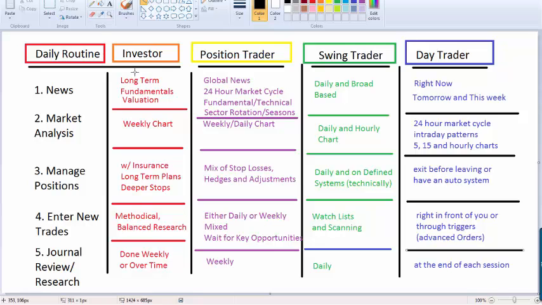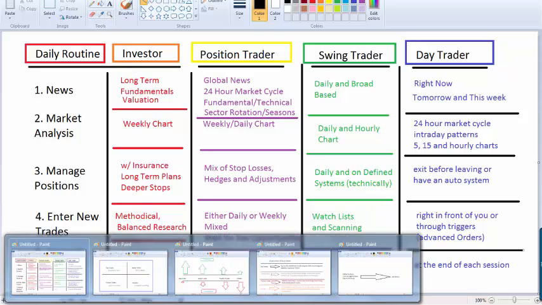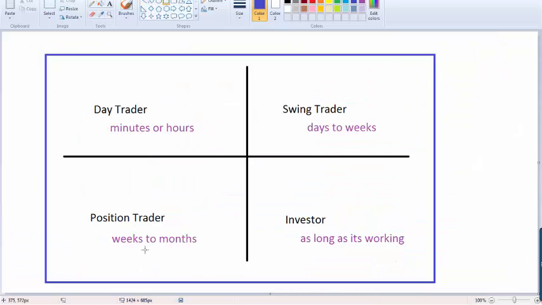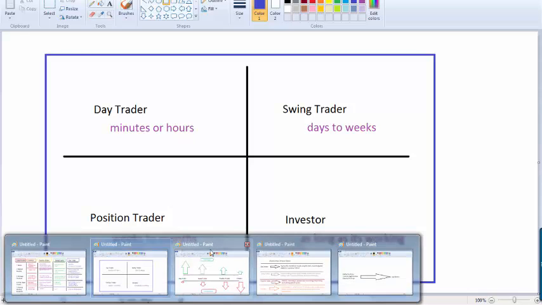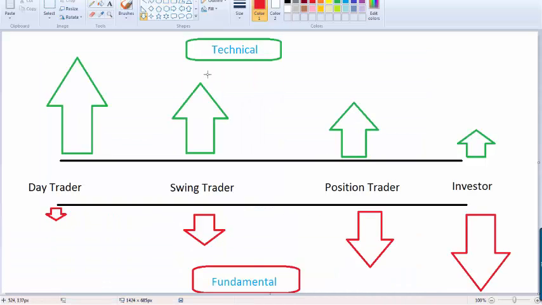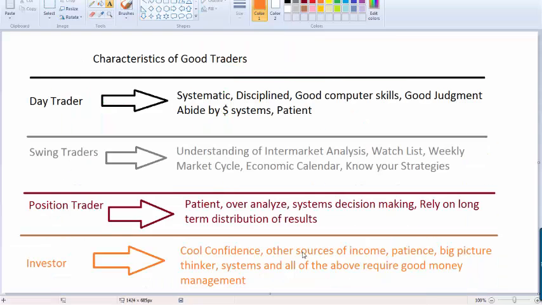Which one is best? Have we thought about that? None of them are best. It's best to have a system that you've defined that you're very comfortable with. Because your schedule and your lifestyle might dictate what kind of trader you are. Your ability to read technicals or fundamentals may dictate how you approach the market. Okay? Your characteristics of how you are as a person might slot you into a certain category.